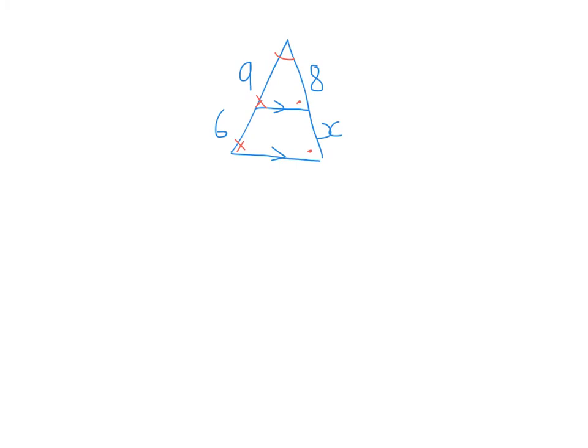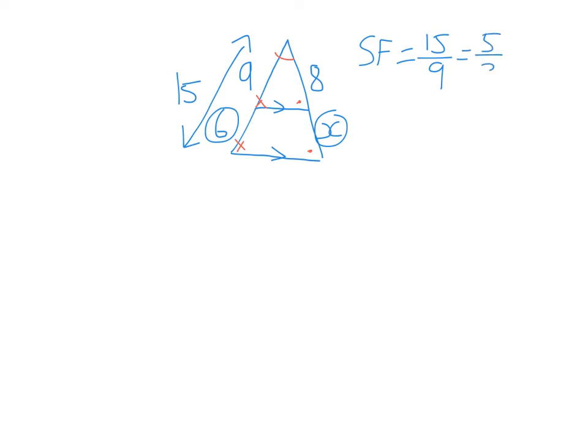So the scale factor here is not 9/6, because this whole distance here is 15. That's the length in the large triangle. 6 and x are not lengths inside a triangle. So the scale factor, larger side divided by shorter side, is 15/9, or if you want to simplify it, 5/3.